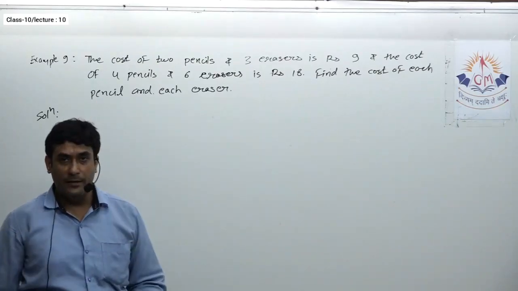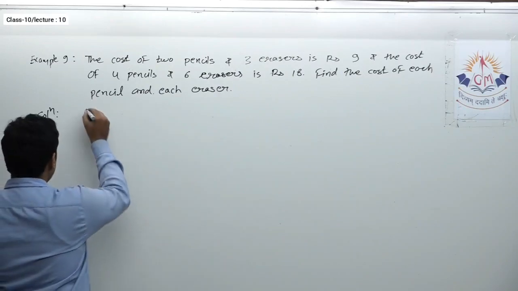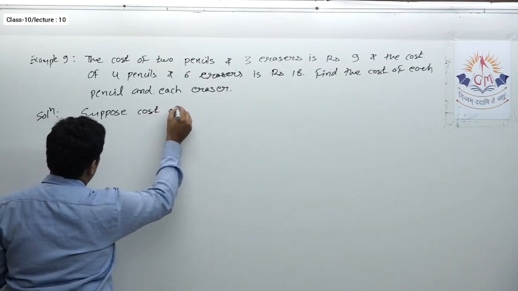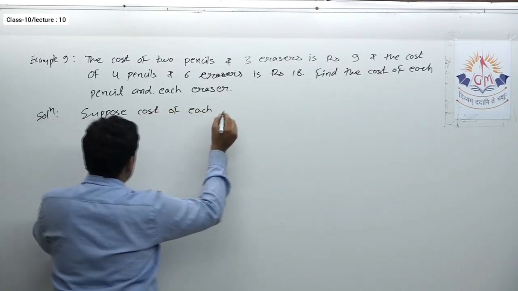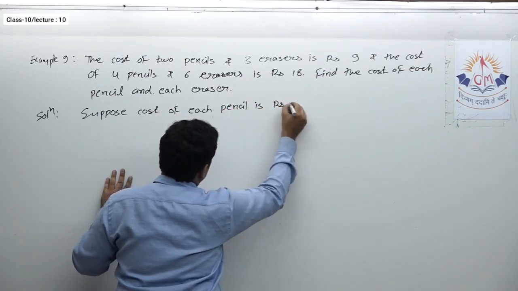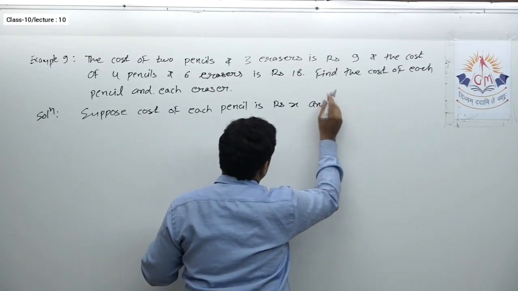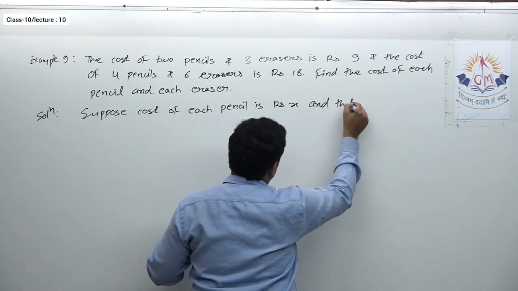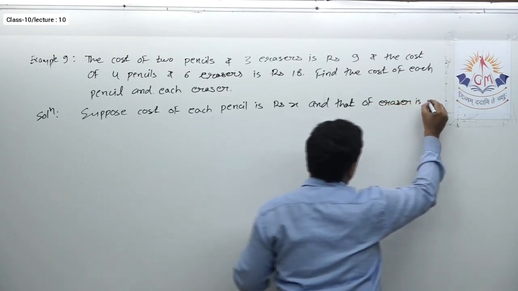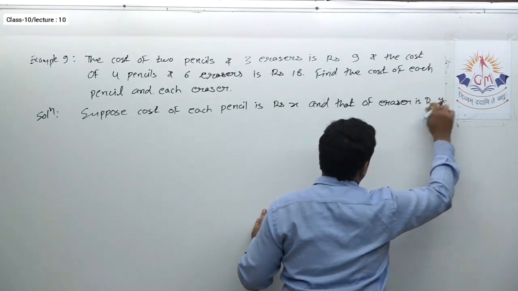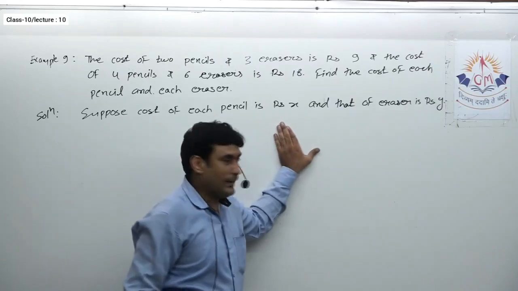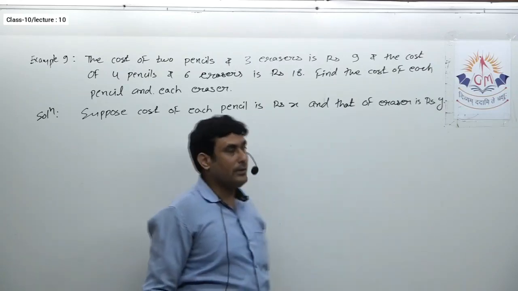So first of all, let us assume. Suppose the cost of a pencil is rupees x and that of an eraser is rupees y. Okay, so we assume that the cost of each pencil is rupees x and that of each eraser is rupees y.